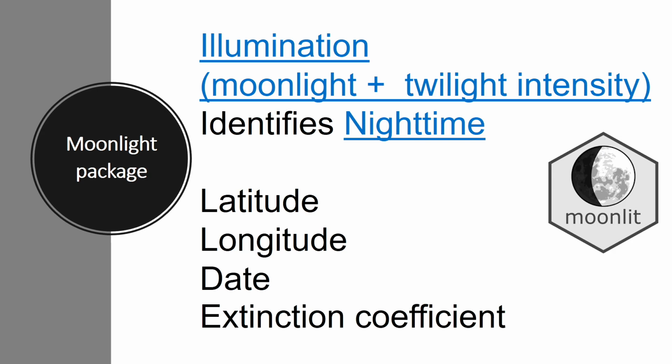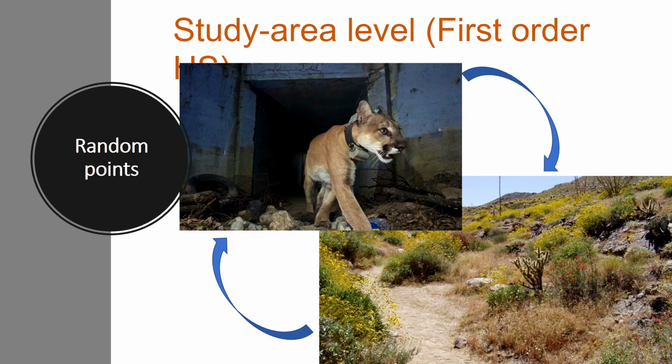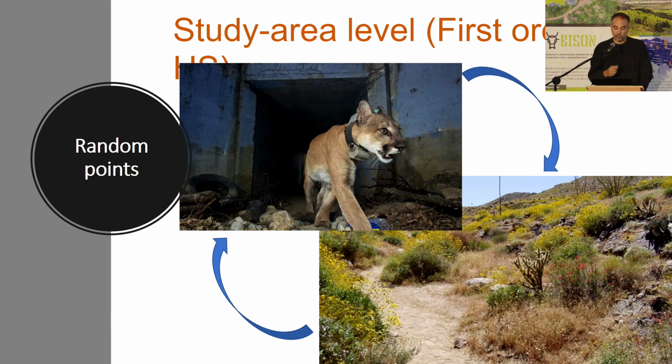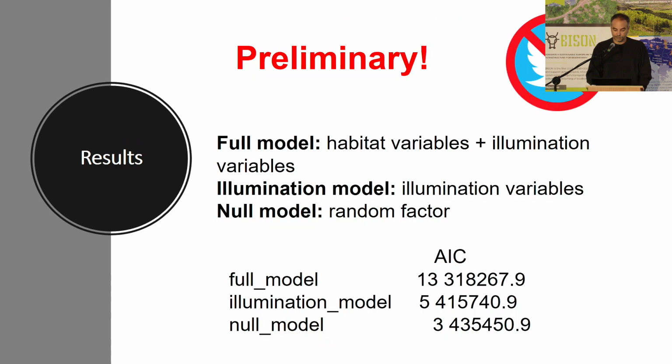So we used this package to calculate the illumination of our location points based on latitude, longitude, date, and extinction coefficient. And the illumination in our case is the sum of moonlight and twilight intensity. So we can differentiate between night and day locations. And we compare our location data with random points located across the study area.